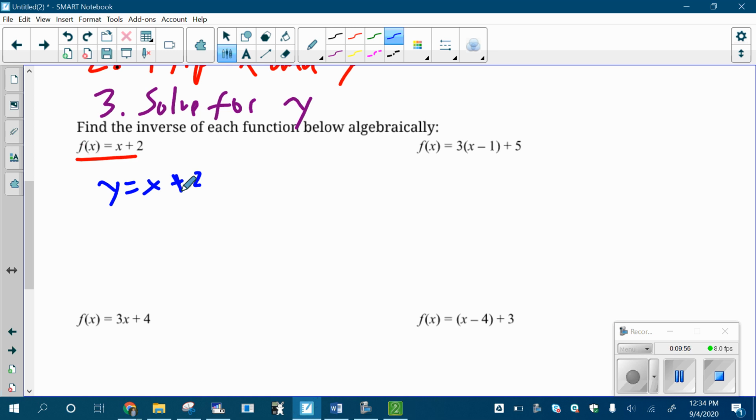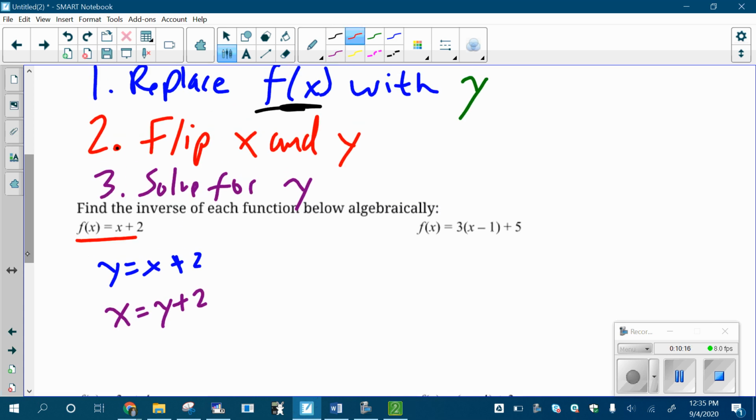Okay, just because this xy notation is easier to work with than the fancy function notation. Then, the key step, I'm going to flip the x and the y. So instead of writing y equals, I'm going to write x equals. Instead of writing x plus 2, I'm going to write y plus 2. It flips the x and the y, and the last step is to solve for the y.